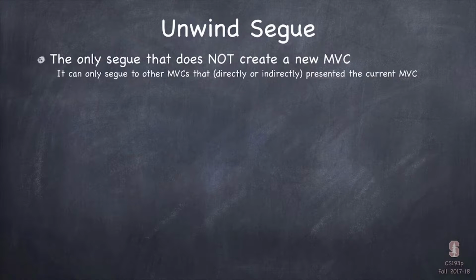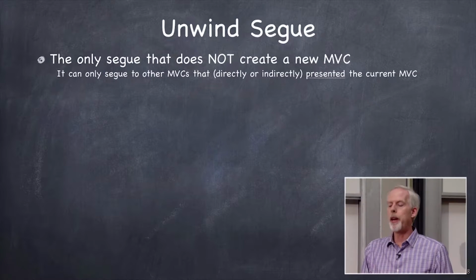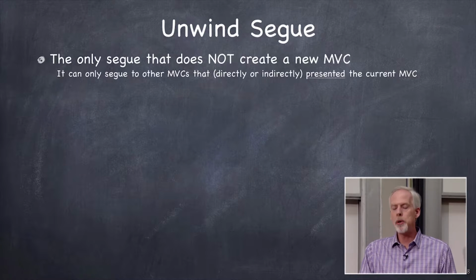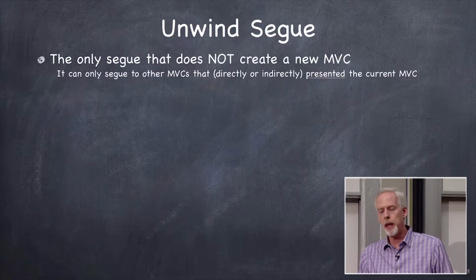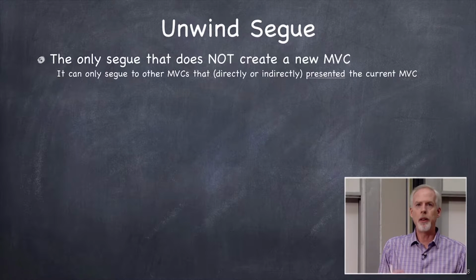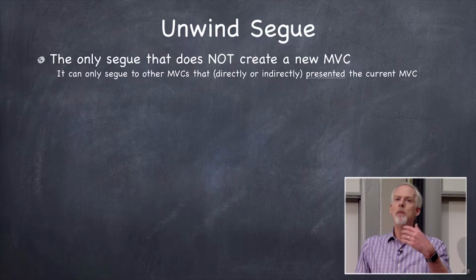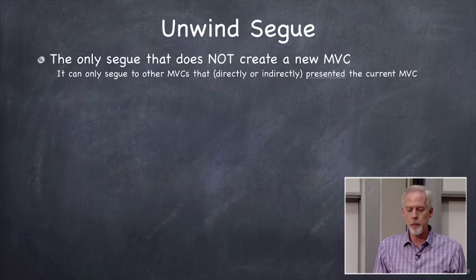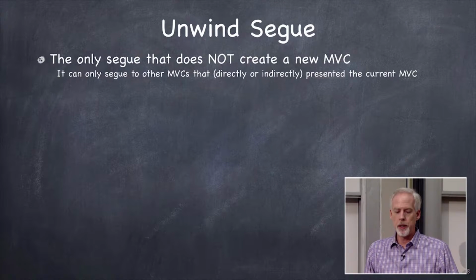The next segue we're going to talk about is unwind, the unwind segue. This is the only segue in iOS that does not create a new MVC. I just want to remind you that all the segues we talked about before always create a new MVC. Even show detail in split view controller replaces the detail with a new MVC. And certainly all the other navigation, pushing on the stack, modally, obviously creates one and puts it up, but unwind does not. It's the only one that does that.